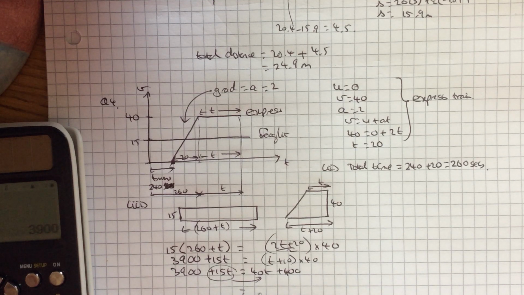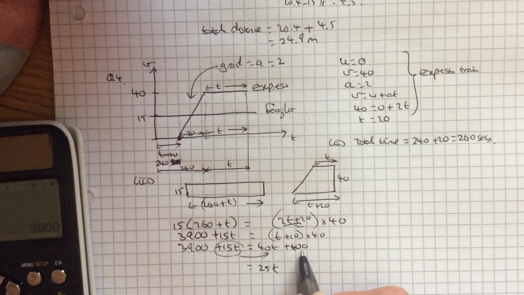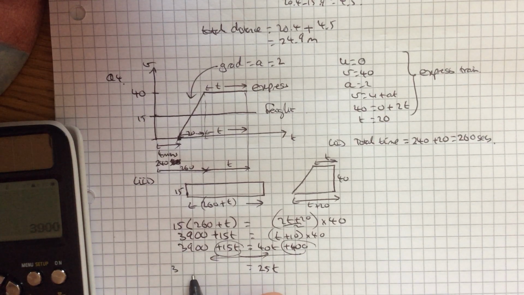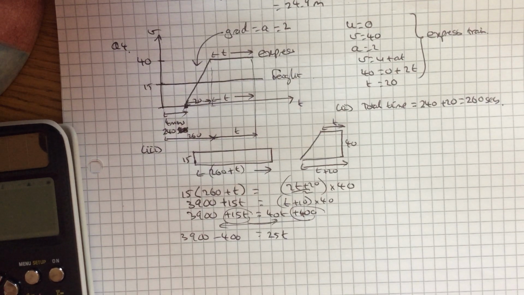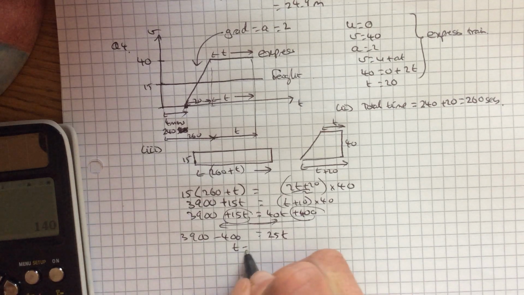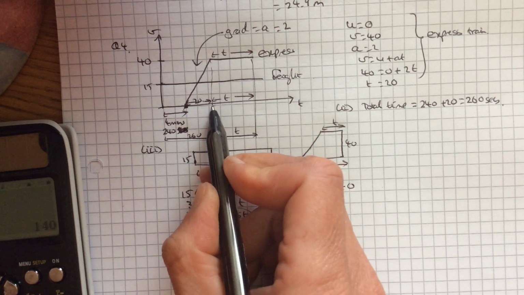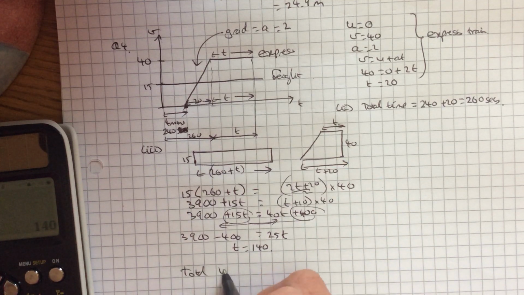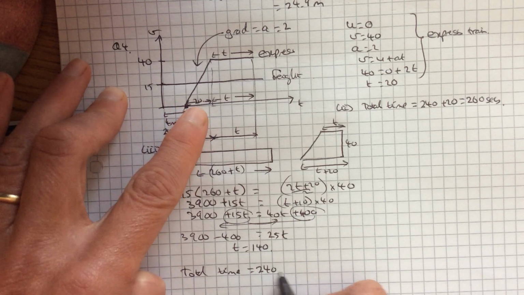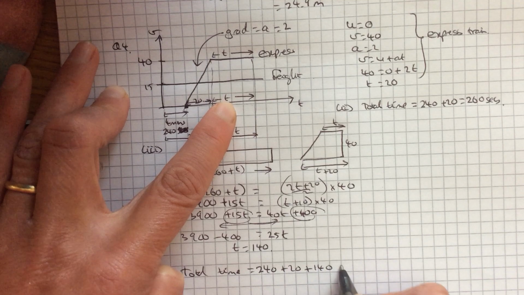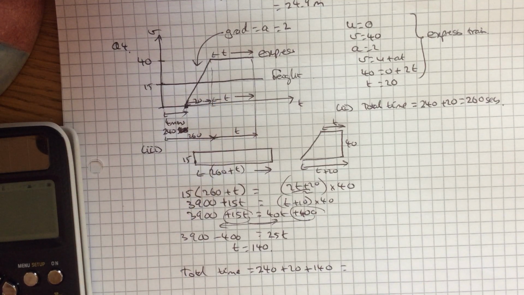Put all your T's on one side. 40 take away 15 is 25T. Put all the numbers on the other side. So 3900 minus 400, so I'm left with 3,500 divided by 25 to give me a T value of 140. But that's that wee bit in there. So the total time is your 4 minutes up to there, which was 240, your 20 in here, and your 140 over there. So 240 add 20 add 140 gives you a total time of 400 seconds. And it's checking, yeah, it's happy enough to just leave it like that.